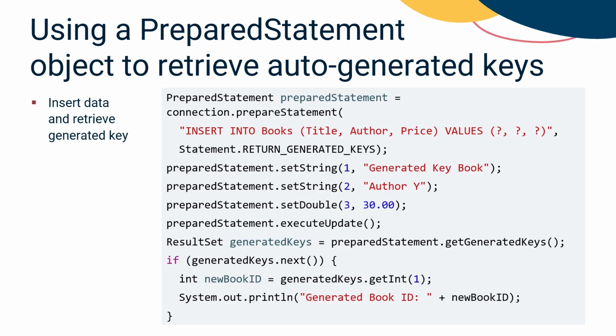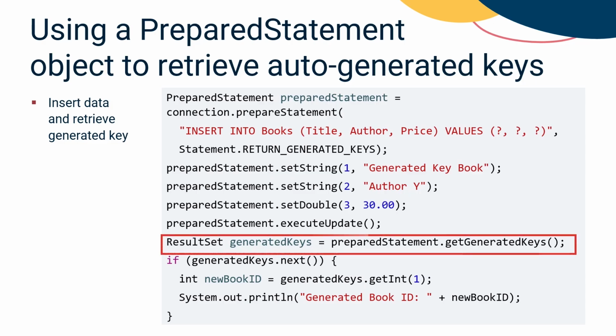This is an example of using a prepared statement object to insert data and retrieve a generated key. In this code, the auto-generated keys are returned using getGeneratedKeys, which is useful for tracking newly inserted records.